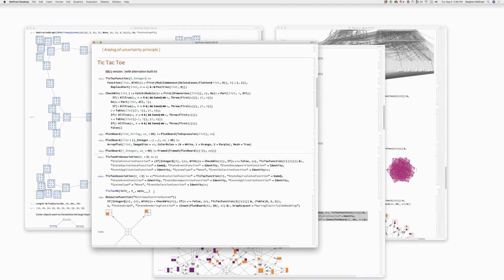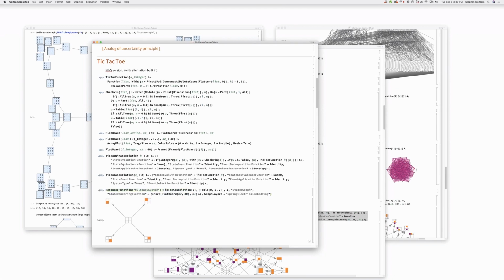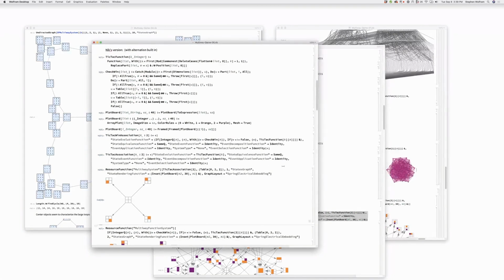Okay, so then here, this becomes multiway system. This whole thing here becomes tic-tac association of 2. Okay, that's encouraging.